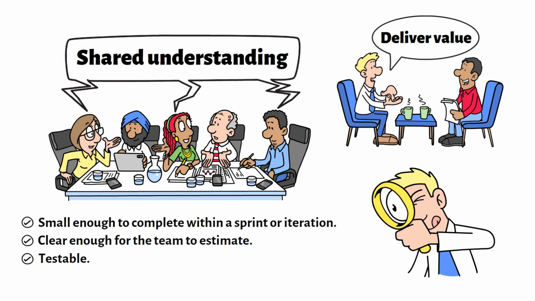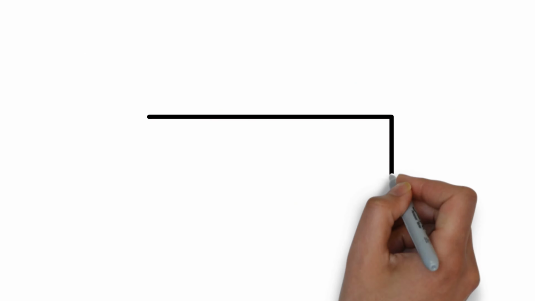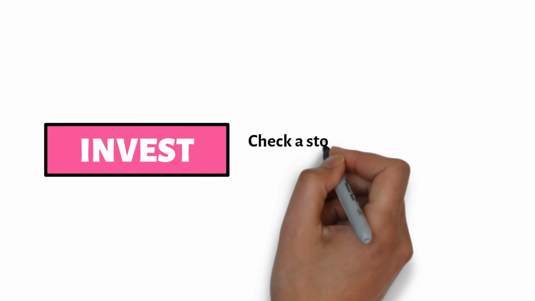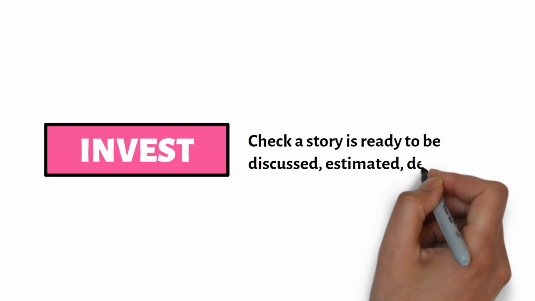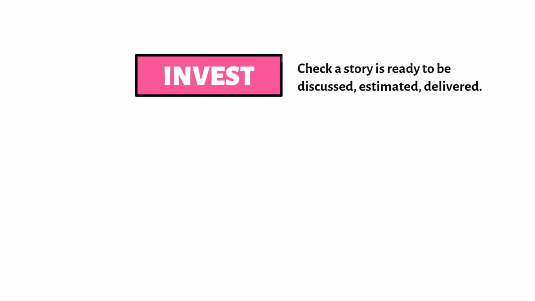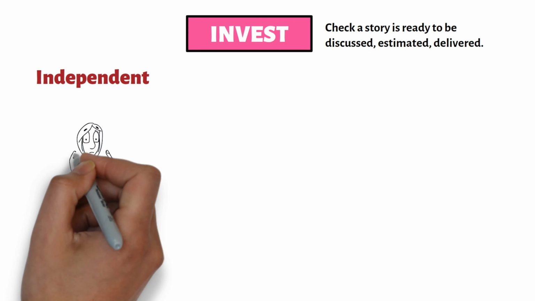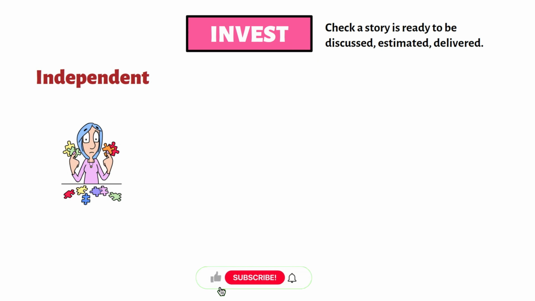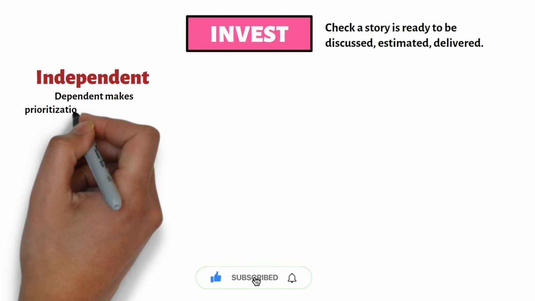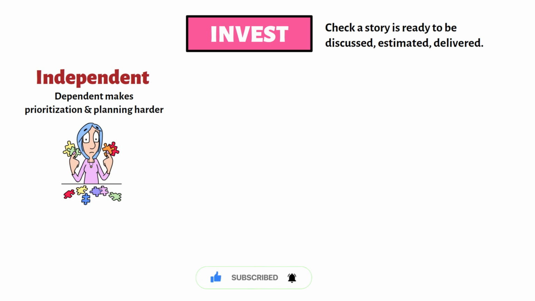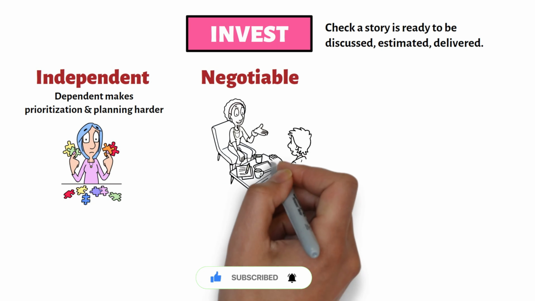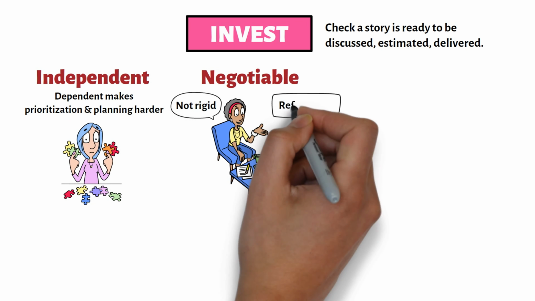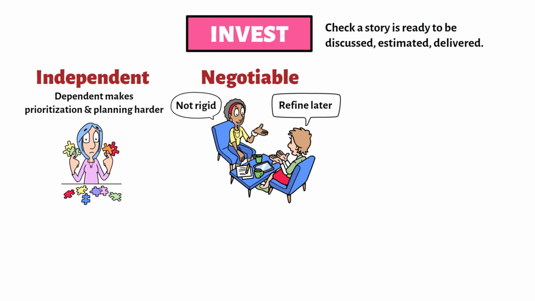One framework Agile teams often use to evaluate user stories is called INVEST. INVEST helps the team check whether a story is ready to be discussed, estimated, and eventually delivered. Independent means the story should be as independent as possible from other stories. When stories are too dependent on one another, prioritization and planning become harder. Negotiable means the story should support conversation. It is not meant to be a rigid contract. Details can be clarified and refined as the team learns more.